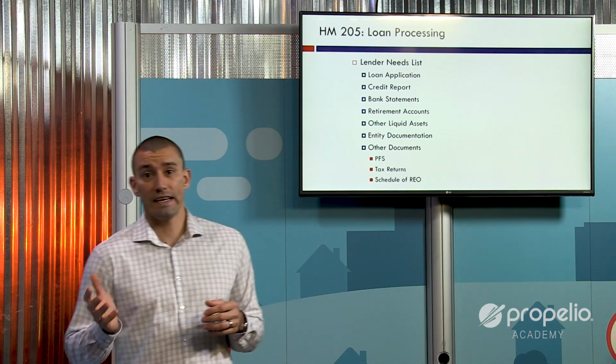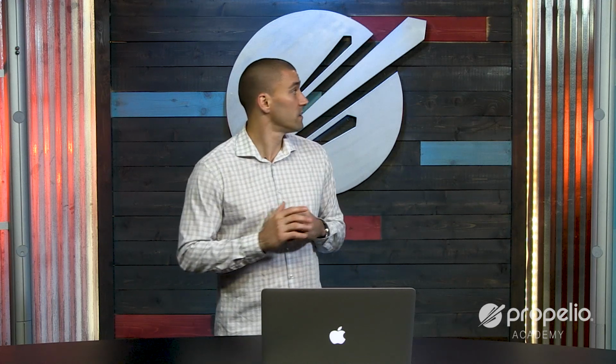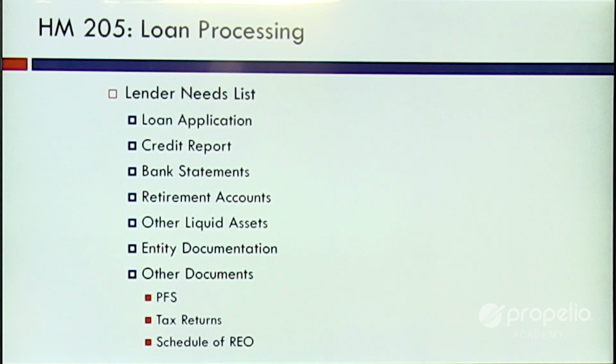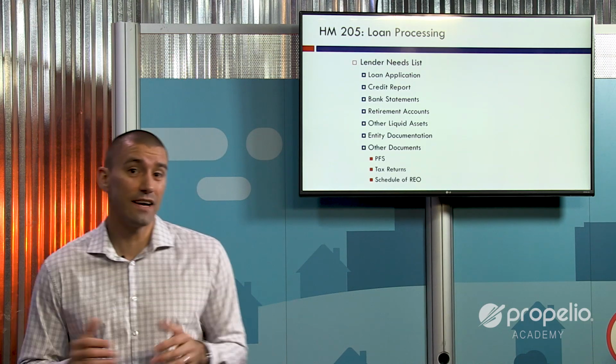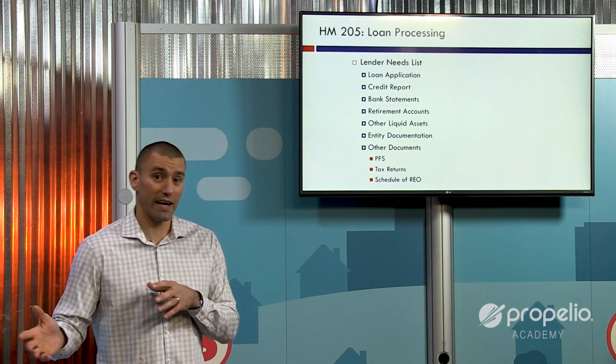The lender needs list is going to be the loan application you've hopefully already filled out. Credit, they're going to have ran that and have that on file. Your financial statements, be it your bank statements, your retirement accounts, your investment accounts, your other liquid assets, and any other kind of entity documentation if you're buying in an entity.